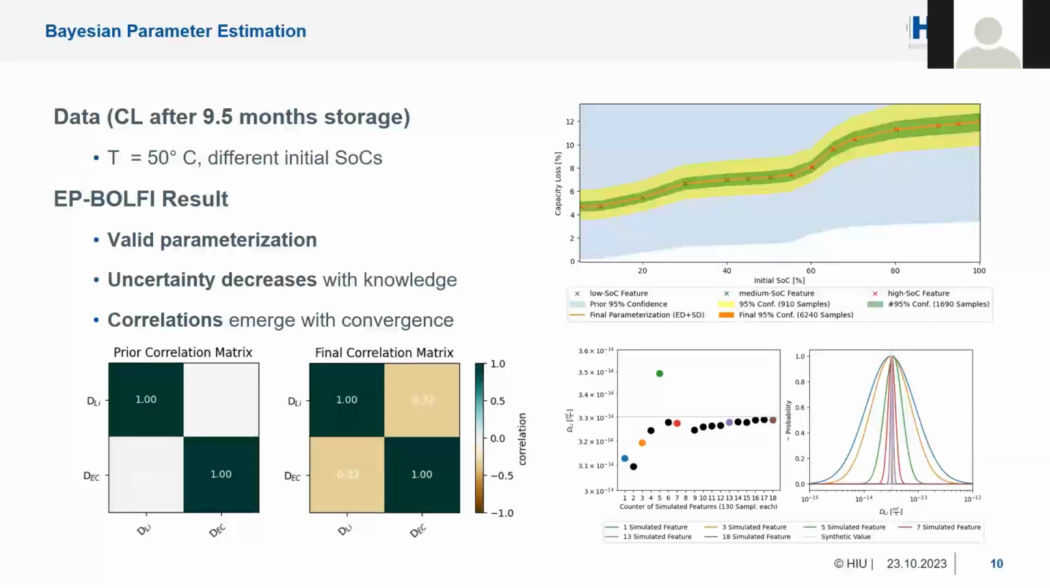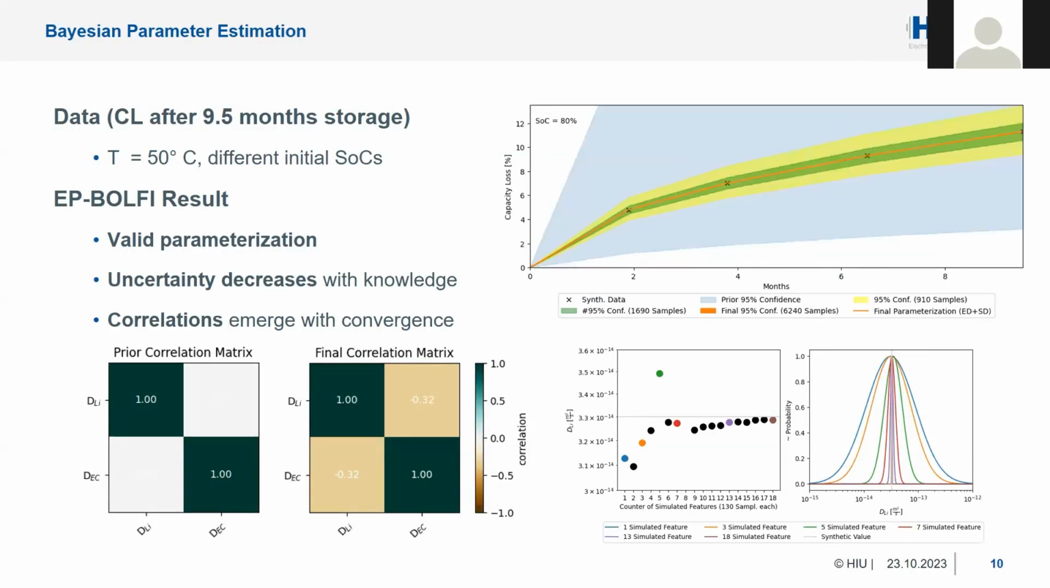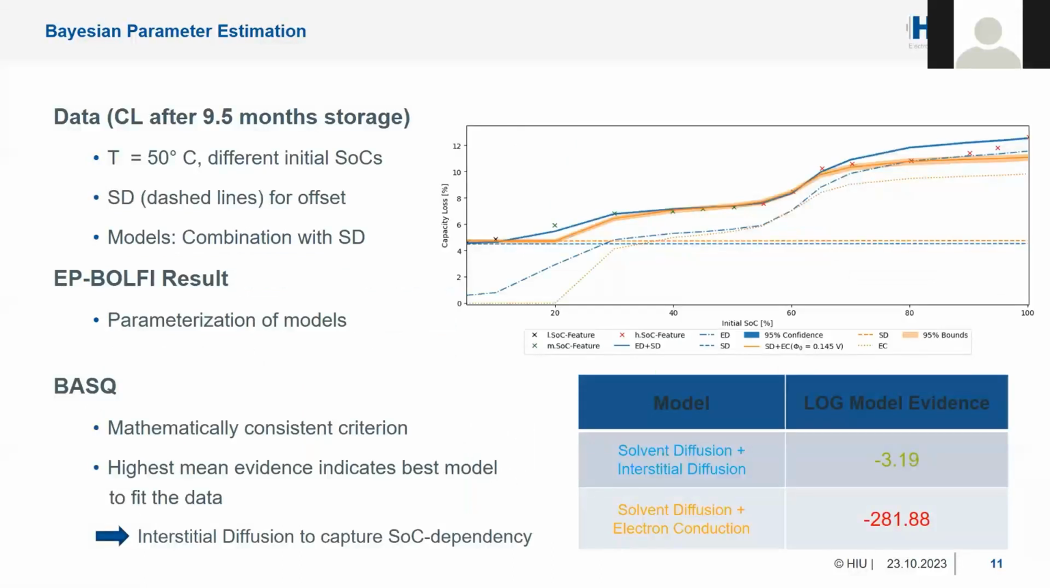It's about their correlations. And so here there's an anti-correlation between the electron diffusion coefficient and the solvent diffusion coefficient. And so this is not only fitting the SOC dependence, but also the time dependence at all SOCs. So it's not just a one-dimensional parameter landscape, but a two-dimensional parameter landscape that we can fit at once. And even more so, now we can use these techniques of BUSC to do model determination.